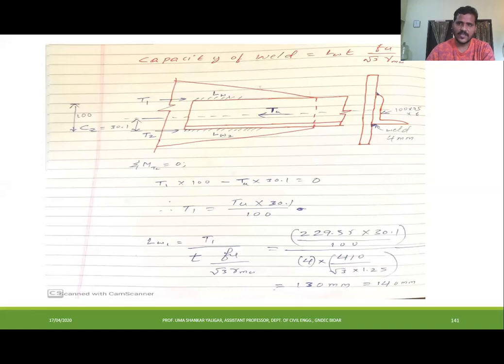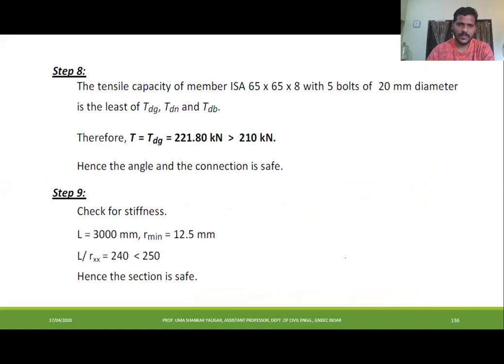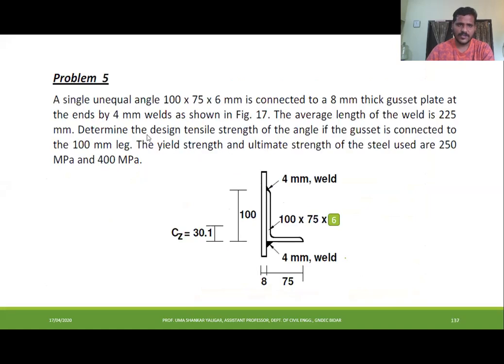But in the question, he has also asked you to calculate the length of the welding. See the question: determine the design tensile strength of an angle. Out of those three values, you will take the lowest value. But here he has given the total weld length, and we need to calculate how much length of welding they have done here, and how much length here. This we need to calculate.